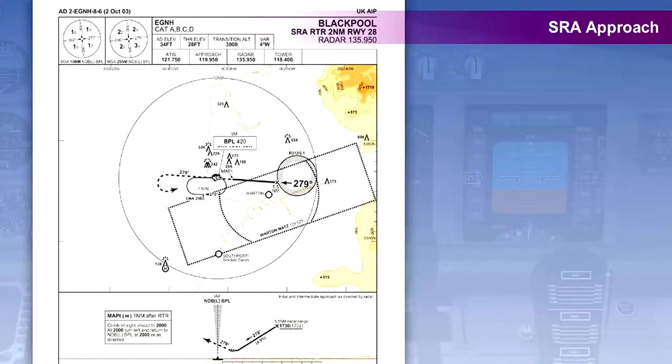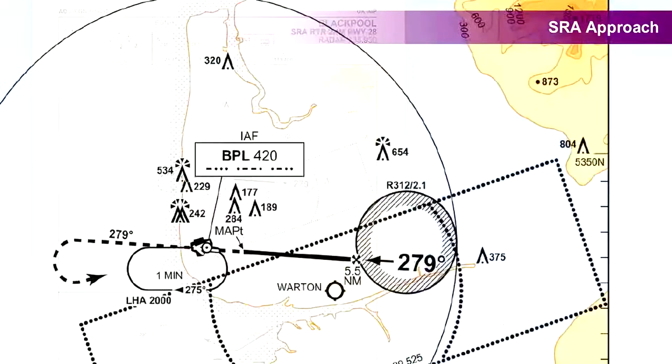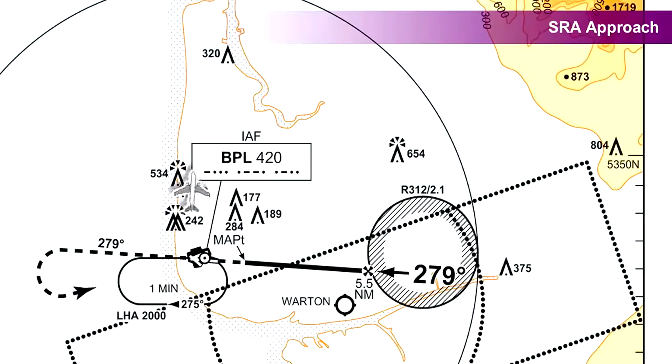Non-precision approaches are normally provided with track guidance from VOR or NDB equipment, but might utilize the track guidance data from ILS localizers or PAR azimuth equipment. Another type of non-precision approach is the surveillance radar approach, SRA. This is a non-precision approach, usually to a runway, whereby the air traffic controller provides azimuth and distance information, along with suggested altitudes to maintain a 3-degree glide path.